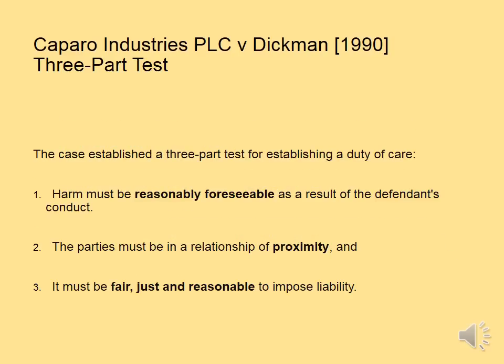The important thing that came out of Caparo Industries and Dickman was a three-part test which clarified the neighbour principle and reduced the scope of who you owe a duty to. So in order to establish a duty of care, you must prove each of these three things. You've got to have all of them. So the harm must be reasonably foreseeable as a result of the defendant's conduct. The parties must be in a relationship of proximity. They must be sufficiently close. And it must be fair, just and reasonable to impose liability.